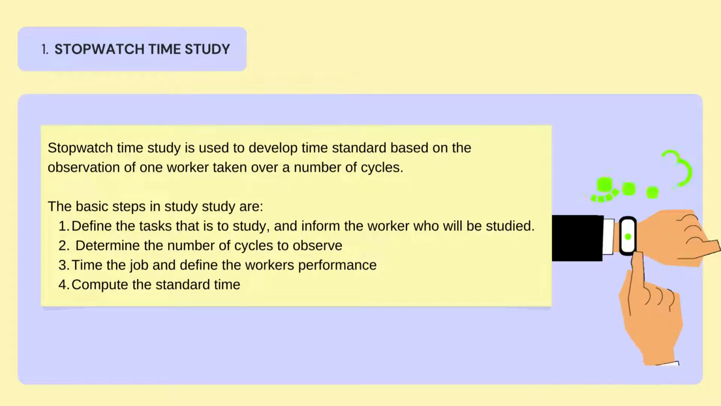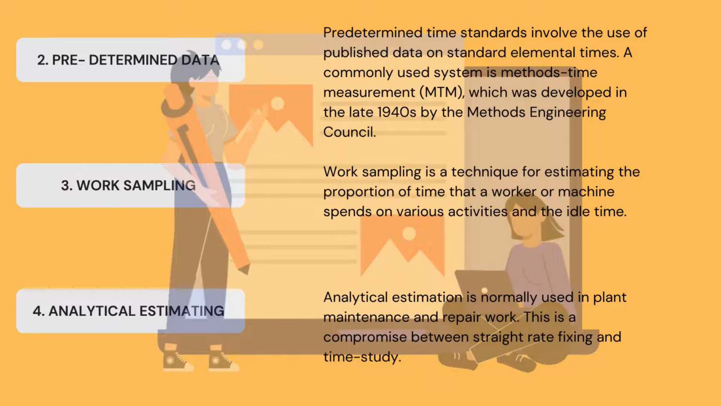So time study procedure consists of the following steps. First, you define the task that is to be studied and inform the worker who will be studied. Second, you determine the number of cycles to observe. Third, time the job and define the worker's performance. Then lastly, you compute the standard time.